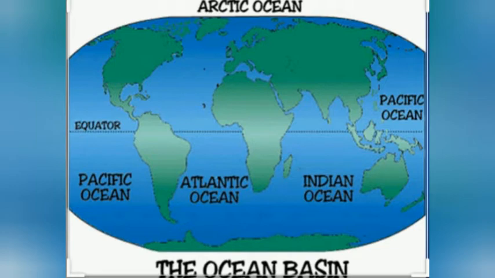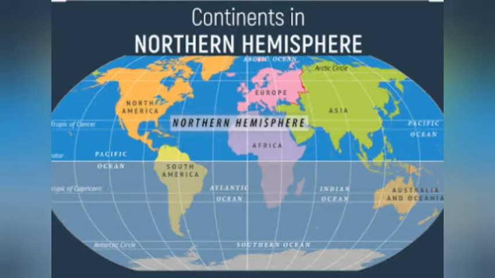The Pacific is the largest and the deepest ocean, whereas the Arctic is the smallest and shallowest ocean. The land and water bodies are unevenly distributed in the northern hemisphere and southern hemisphere.